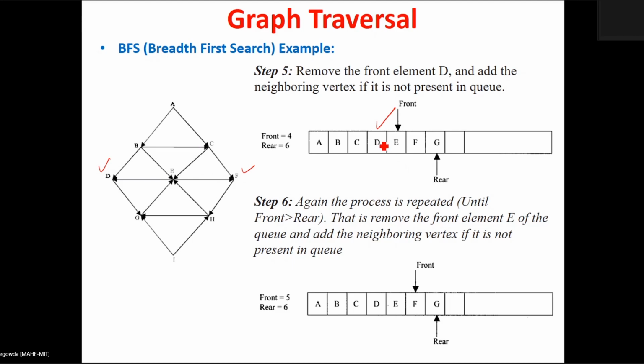Neighbors of D, not the E. Neighbors of D are nothing but, okay, so that is nothing but G only. Only G needs to be entered over there. That is done over there. So again, repeat this same process over there.